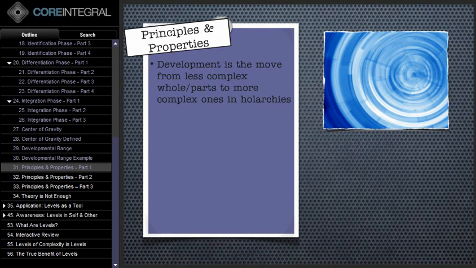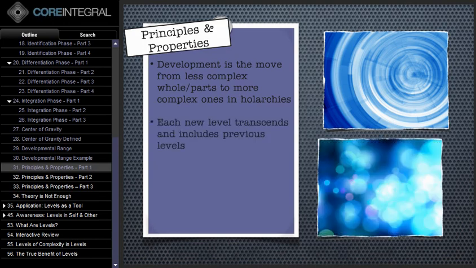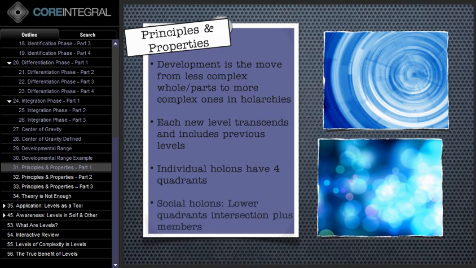Development is the movement from less complex holons, or whole parts, to more complex holons in what are called nested holarchies. Each new level in these holarchies transcends the previous level by adding a novel emergent capacity, while simultaneously including capacities from the previous level, if, that is, we are talking about an enduring structure. Individual holons have the 4 quadrants as dimensions of their being, and social holons consist of their individual holons as members along with their shared lower left and lower right quadrant intersections.